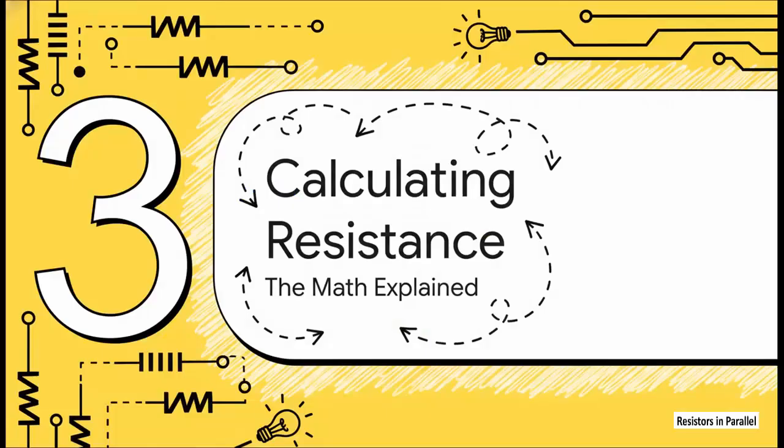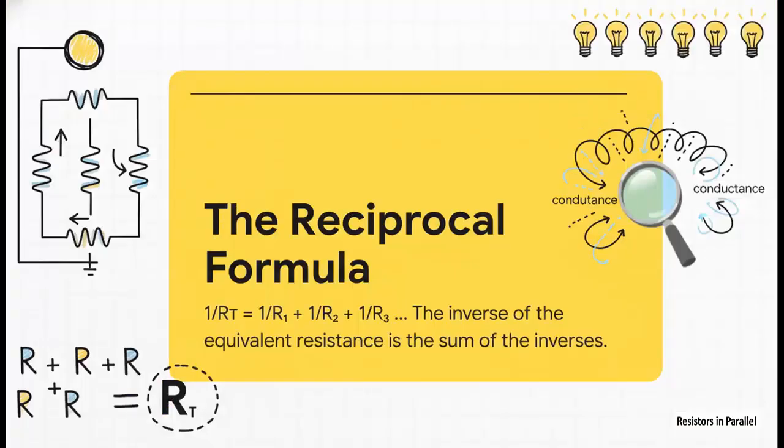All right, let's dive into the math. Now, I'll be honest, the formula for calculating total resistance in parallel can look a little weird at first, especially if you're used to just adding resistors up like you do in series. But don't worry, there's a really solid logic behind it. So here it is. The inverse, or 1 over, the total resistance is equal to the sum of all the inverses of the individual resistors.